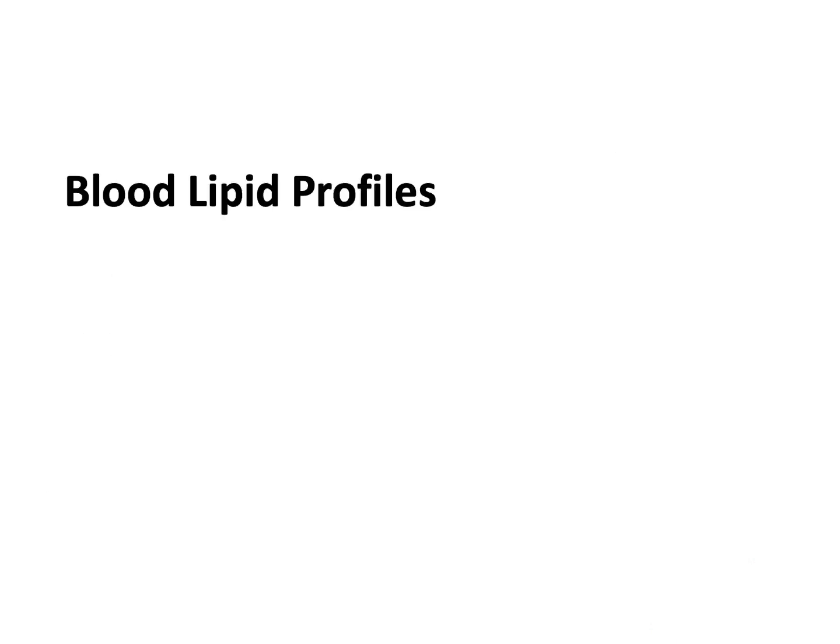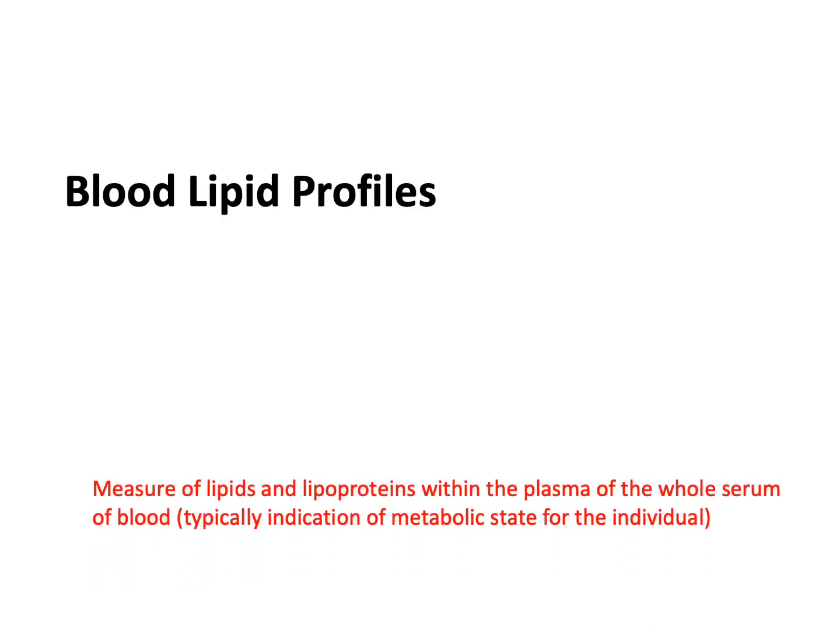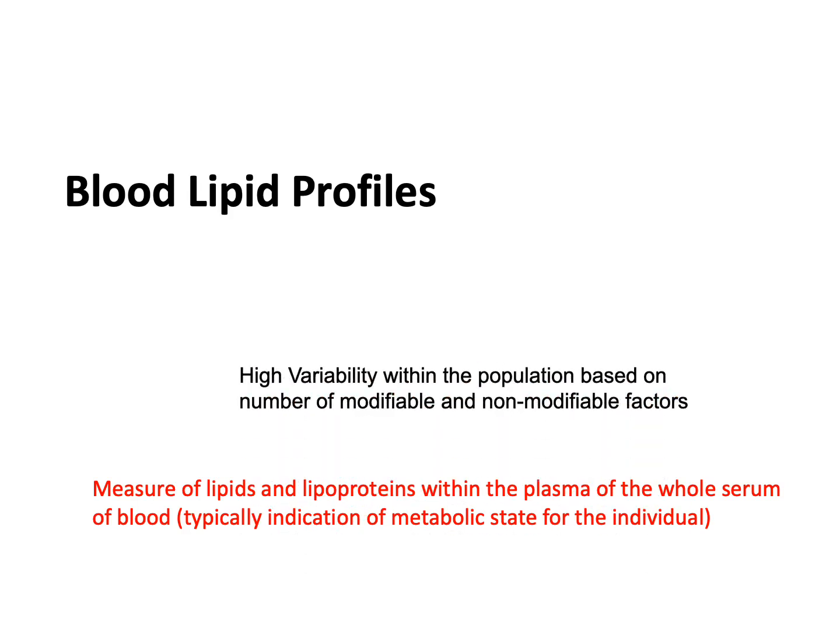So when we talk about blood lipid profiles, we're talking about a measure of lipids and lipoproteins, what we call cholesterol, within the plasma of the whole serum blood. It's an indication of the metabolic state of the individual, and it's highly variable within the population based off of modifiable factors and non-modifiable factors. One of the biggest non-modifiable factors is a genetic predisposition to lipid metabolism.